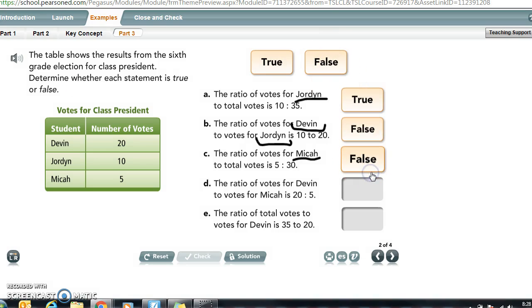False. The ratio of votes for Devin to the votes for Micah is 20 to 5. Well, Devin had 20, Micah had 5, so that must mean that is true. The ratio of total votes to votes for Devin is 35 total votes to 20. Well, yes, 35 total votes, Devin had 20, so that must be true.